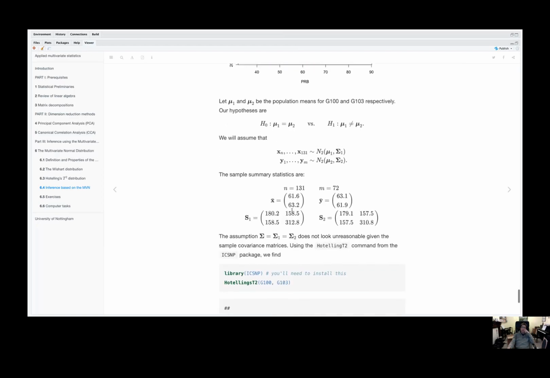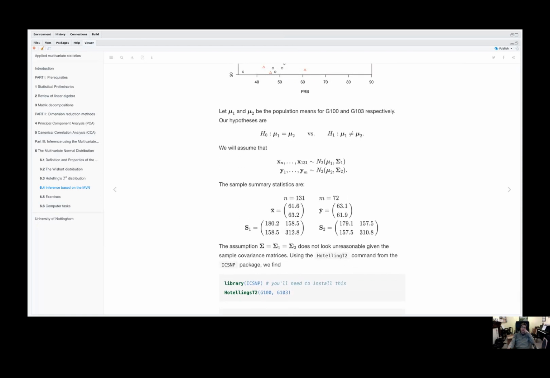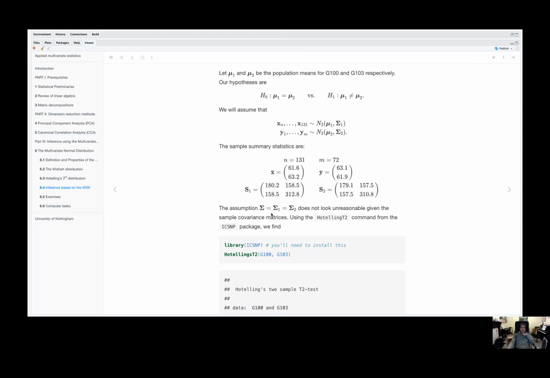So if we go through and compute the sample mean for the G100 students, we get a sample mean of 61.6 and 63.2. The sample variance going here. And similarly for the G103 students, we get a sample mean and a sample variance matrix. Now, the assumption that the 2 sample covariance matrices are the same looks completely reasonable. They're very close estimates, aren't they? Okay. So it looks a good bet to use the unpaired t-test. So we're going to pool the variances.